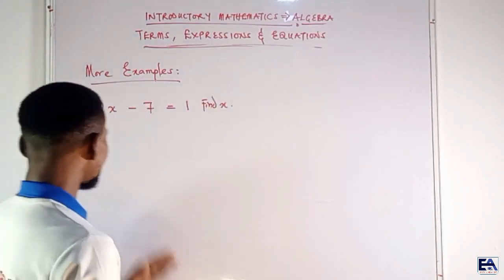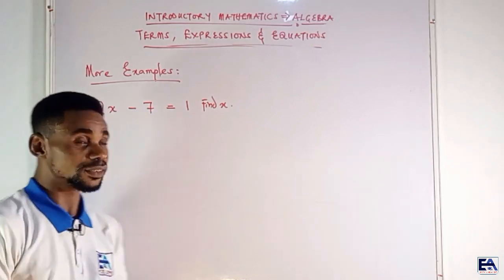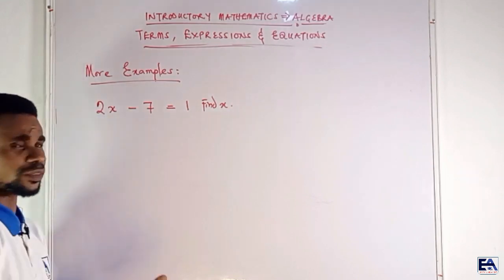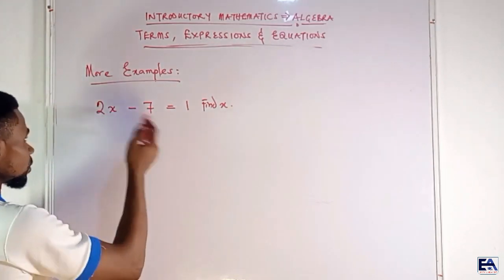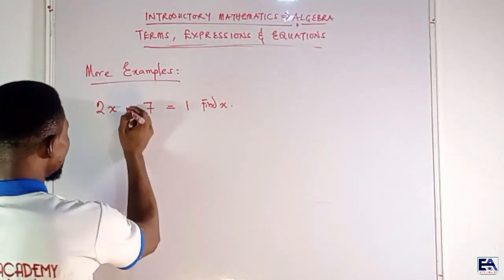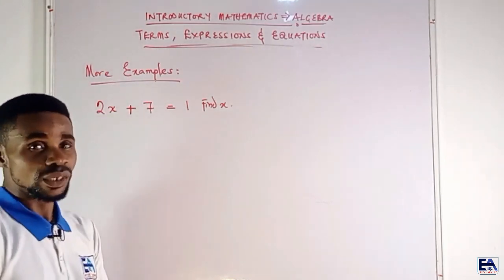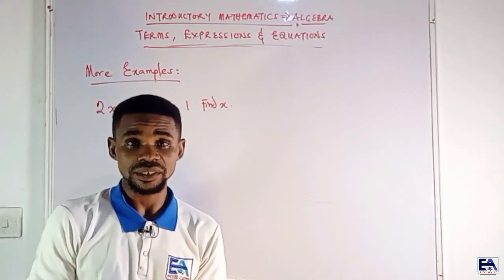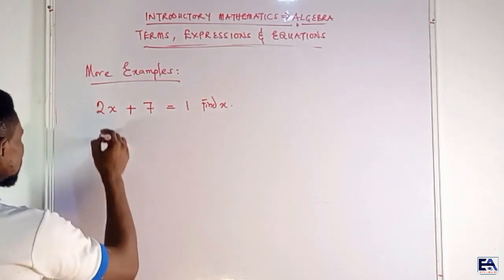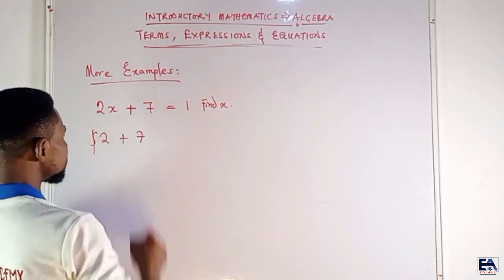So here we have 2x minus 7 is equal to 1, and the question says find x. Some people make the mistake of saying, oh, 2x minus 7, that will give us minus 5 or whatever. Or maybe it is even plus, say 2x plus 7, that is supposed to give us 9x. No, it is an error. You don't do that. The reason is that it's just an assumption, like saying $2 plus ordinary 7.